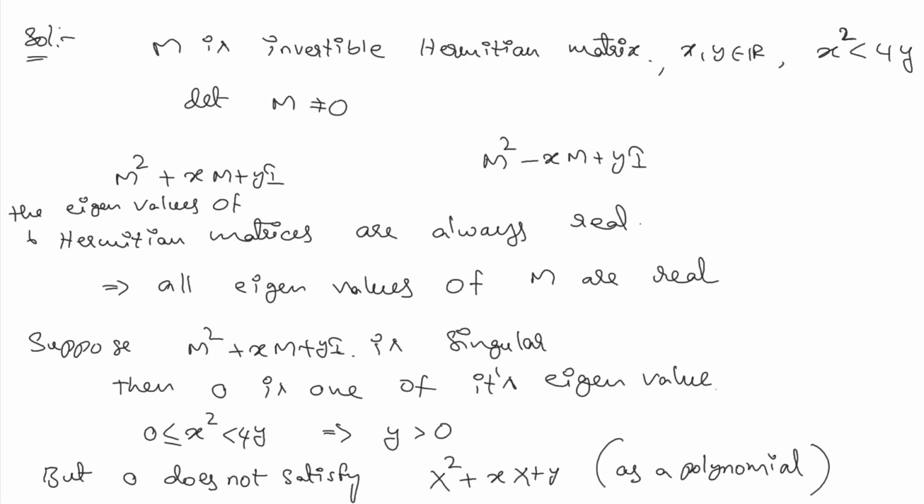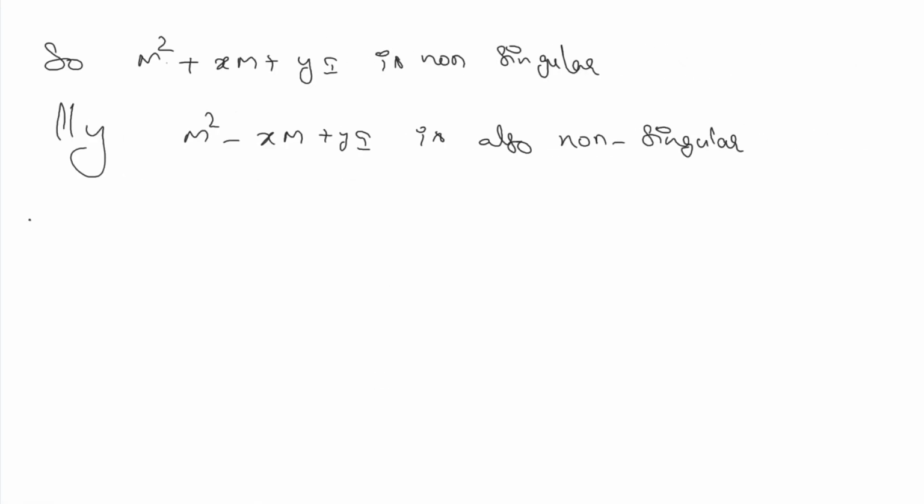Suppose we consider this matrix as singular, then we have 0 as its eigenvalue, and again in that case y also has to be greater than 0, but 0 does not satisfy the same polynomial when we take minus here. Instead of plus, we have minus for this corresponding matrix. So in both the cases, we have these two matrices are non-singular. This is method 1, and let me explain one more method also.